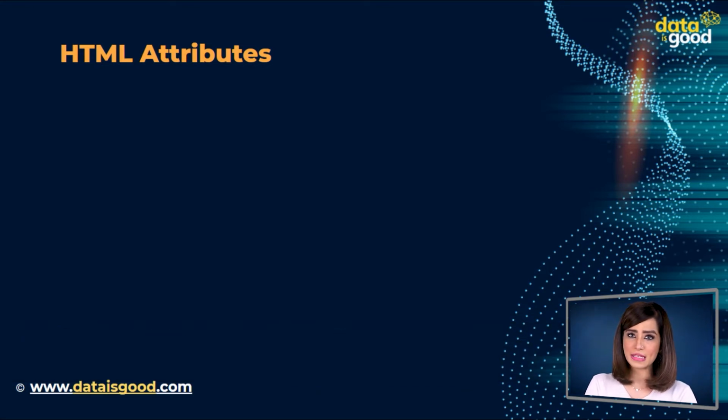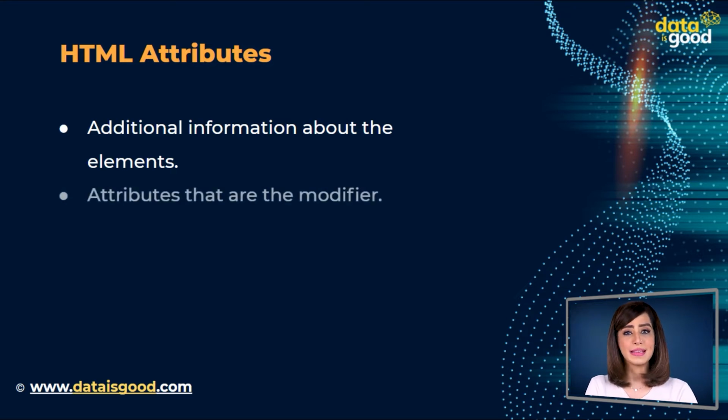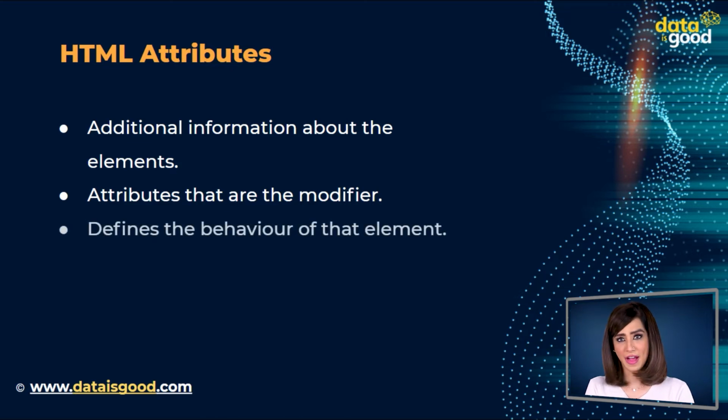So what are HTML attributes? HTML attributes are special words which provide additional information about the elements, or attributes that are modifiers of the HTML element. In simple words, each element or tag can have attributes, which define the behavior of that element.